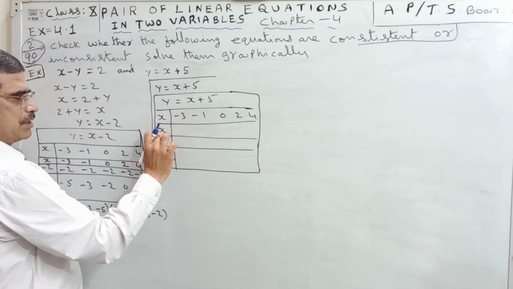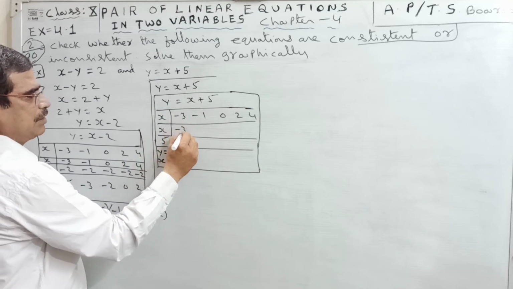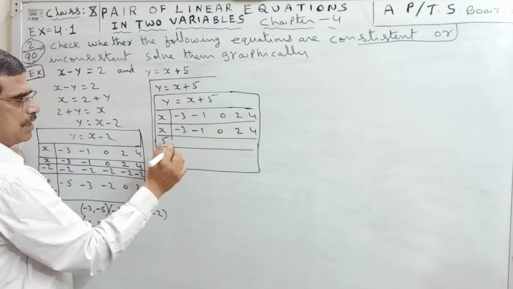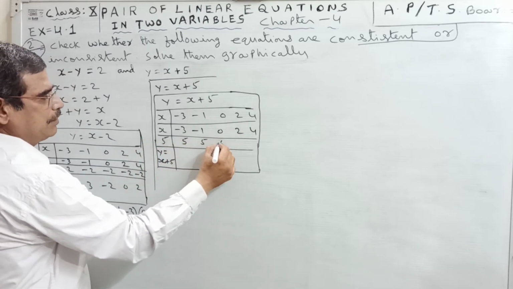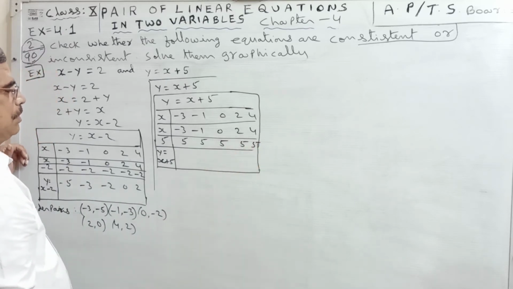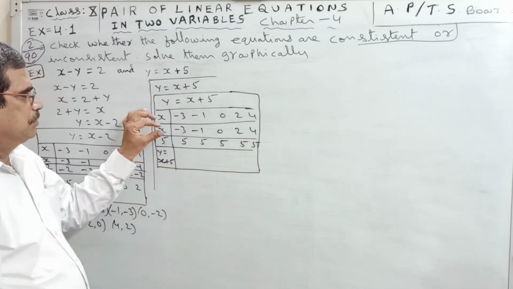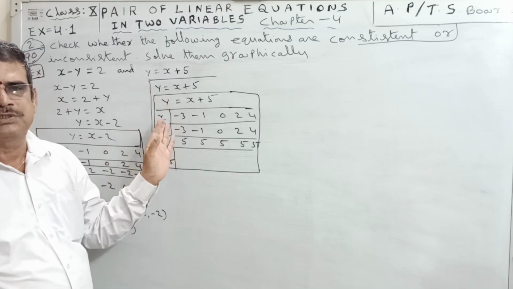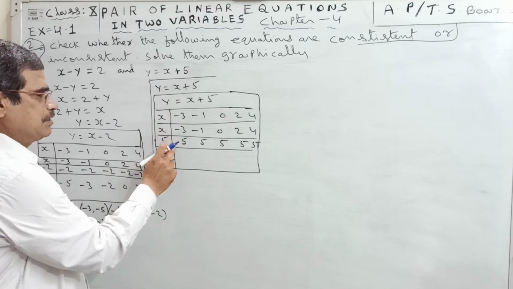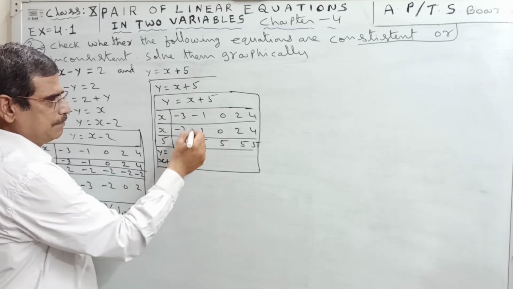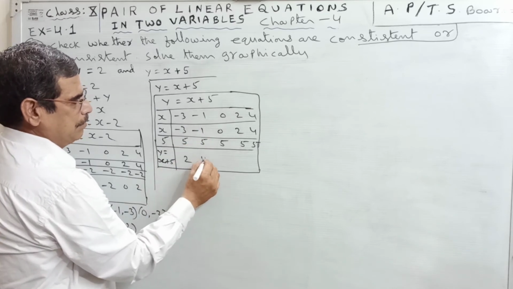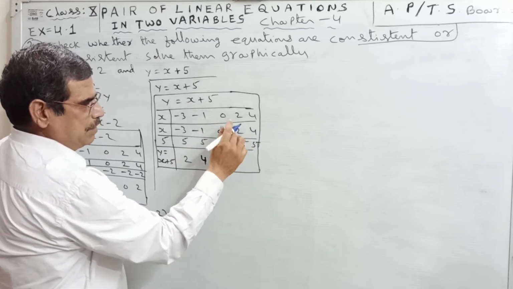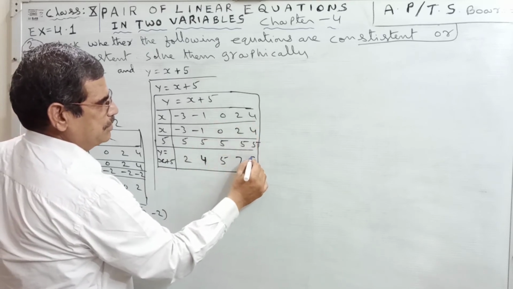So the x values are these only: -3, -1, 0, 2, 4. 5 is a constant, so you have to write that 5 only: 5, 5, 5. So what is the value of y? It means x plus 5, so we have to add these two. If the symbols are different, then we subtract. If the symbols are the same, then we can add. Here different symbols, so subtraction, and the bigger number's sign. Here with 0, 2 and 4 and 5, same signs, addition.